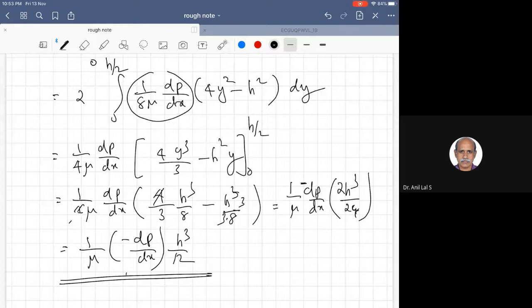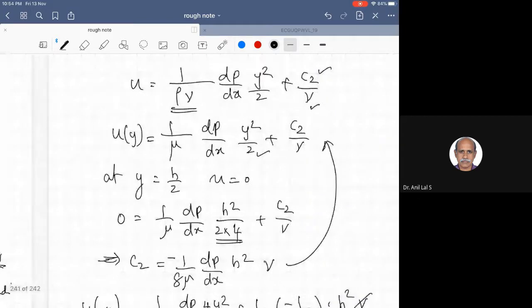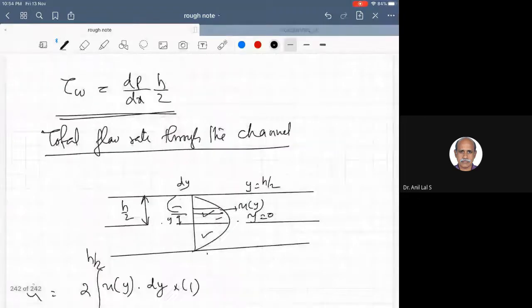And when dp by dx is negative, then only discharge is positive. Discharge means going towards right. So when dp by dx is positive, you will have the flow rate coming from right to left. So the sign of the dp by dx influences the direction of the flow rate. We need dp by dx to be negative for the flow to take place in the positive direction. So that is the meaning of negative dp by dx. So this is about the flow between parallel plates.